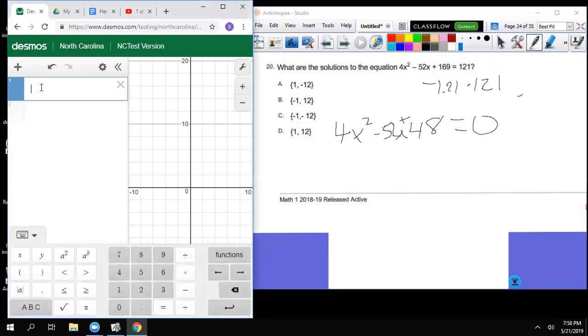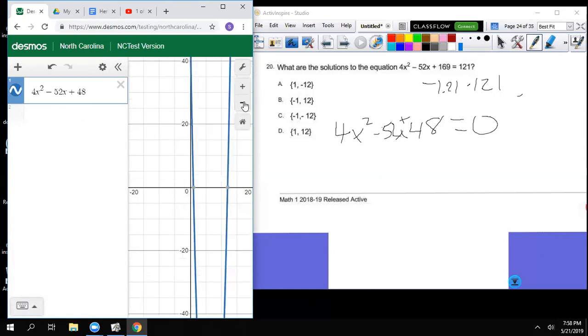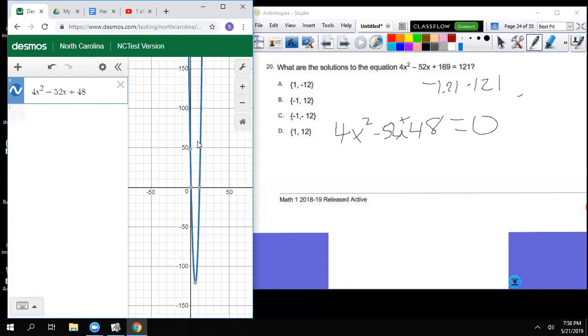Okay, so we have 4x, I'm just going to use this little button there for squared, minus 52x, and then we have plus 48, okay. Plus 48, all right. Now I can set my equation equal to 0, I can set my equation equal to y, or I can just leave it the way it is. Desmos will take either one of those things, but I am going to zoom out a little bit so I can see the whole graph a little clearer.